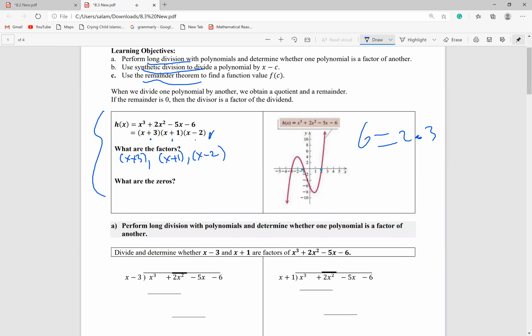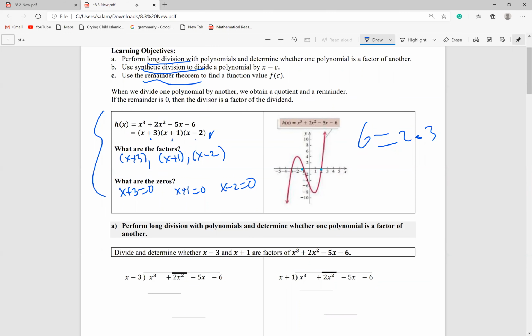They are factors of that polynomial. And now we are asked, what are the zeros? The zeros are simply when you set the factor to 0, right? So simply the zeros, we're going to have the 0 when x plus 3 equals to 0, x plus 1 equals to 0, and x minus 2 equals to 0, okay?